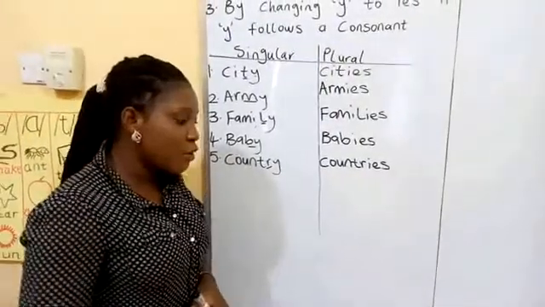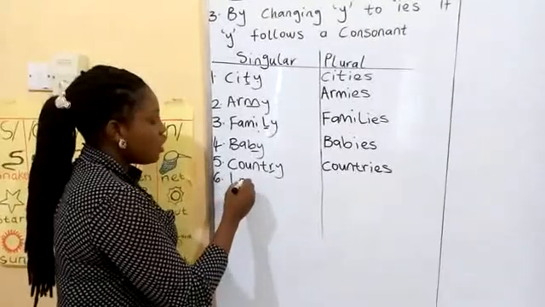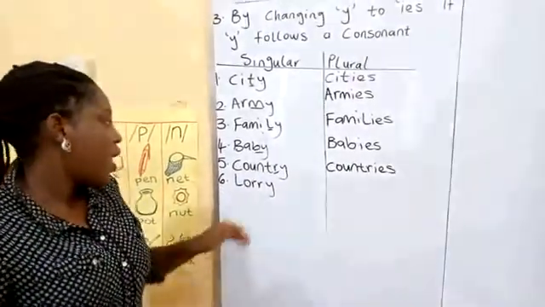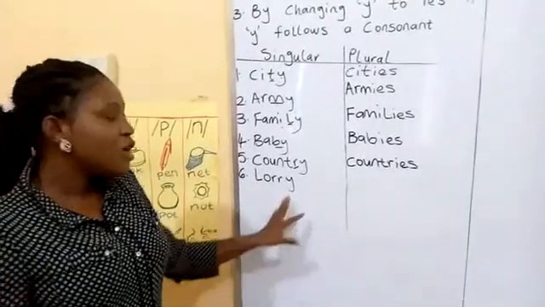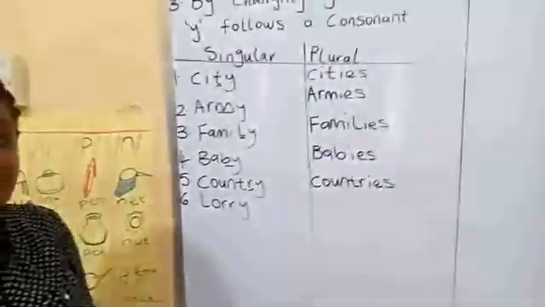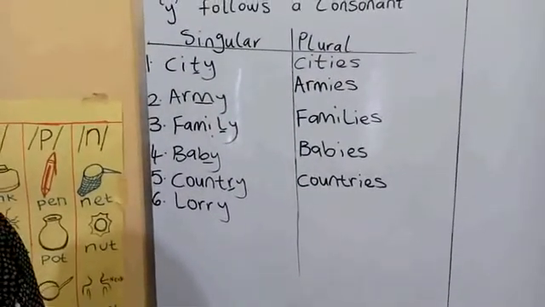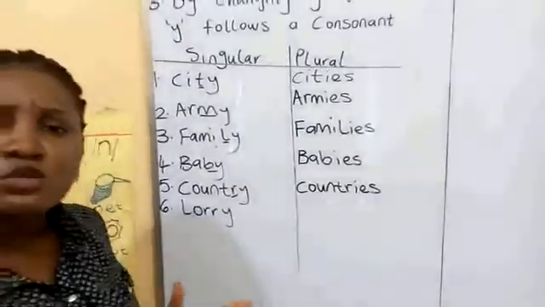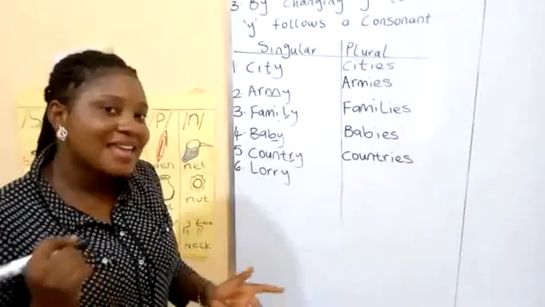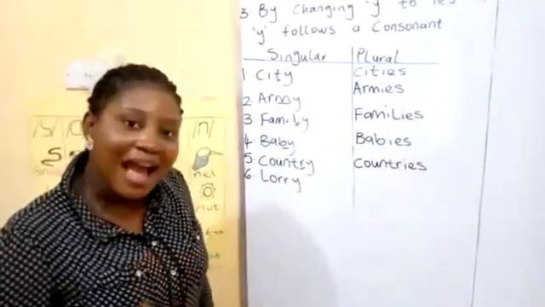Okay, let's do this other one together. We have lorry. The Y follows a consonant. And which consonant is that? Look at it closely. It's R. So what will we do to the Y? We will change it to IES. You are correct.